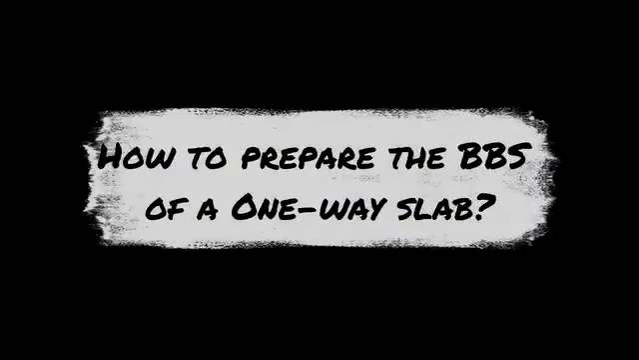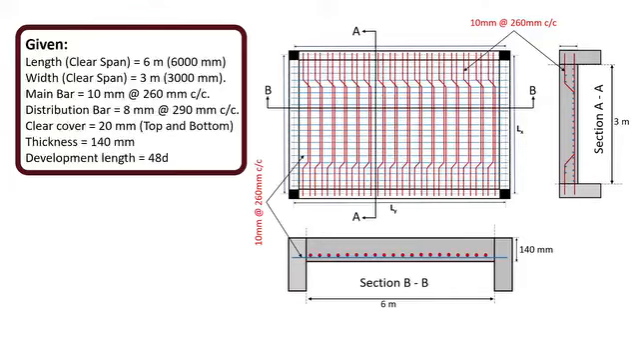Now, let's understand how to prepare the bar bending schedule of a one-way slab with the help of an example. So, we have the given data. Length of slab is given as 6 meters. Width of slab is 3 meters. The slab is provided with 10 mm main bars with a spacing of 260 mm. The distribution bars are 8 mm in size with a spacing of 290 mm center to center. The clear cover is given as 20 mm. The overall thickness of the slab is 140 mm and the development length is assumed to be 48 D.